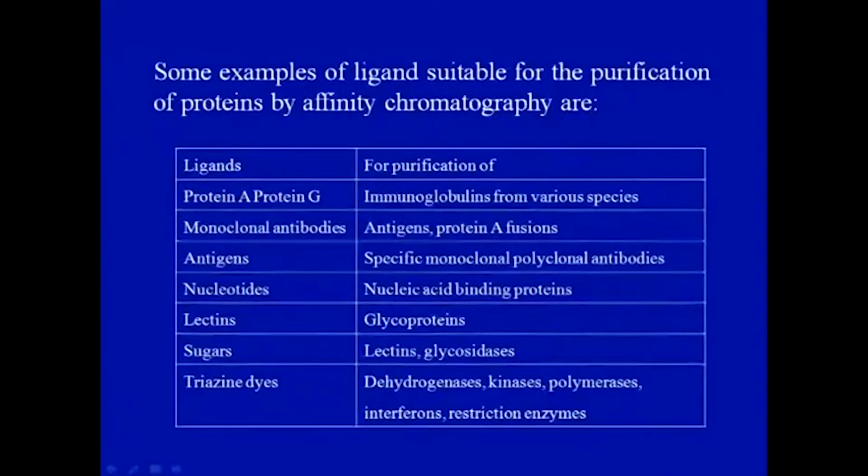Some typical examples of ligands suitable for the purification of proteins by affinity chromatography are, as you can see on your screen, protein A or protein G, which could be utilized for immunoglobulins, monoclonal antibodies for different kinds of antigens, then nucleotides for nucleic acid binding proteins, lectins for glycoproteins, sugars for lectins and glycosidases, and likewise you can use a lot of different combinations. So, one was specificity, which is very important.